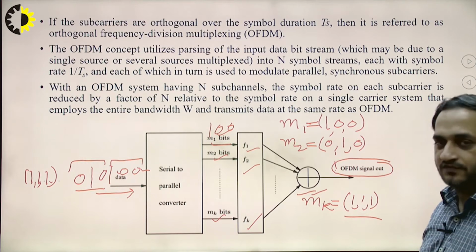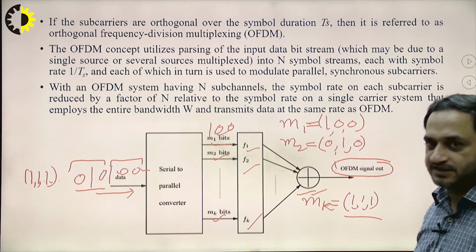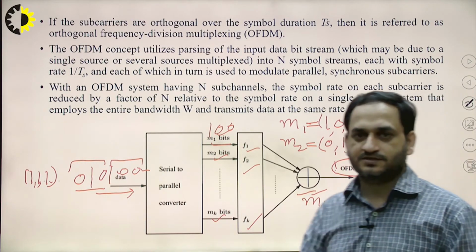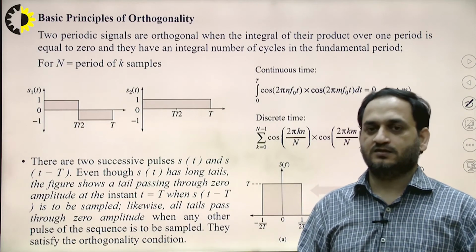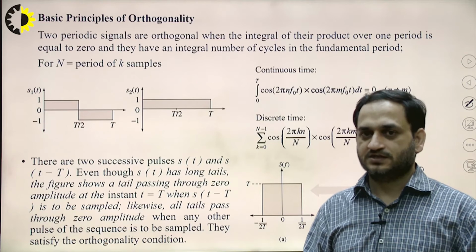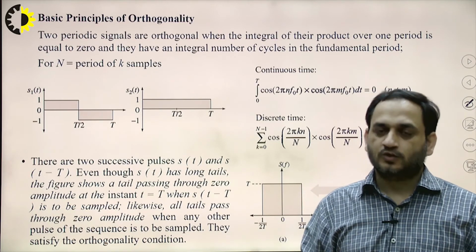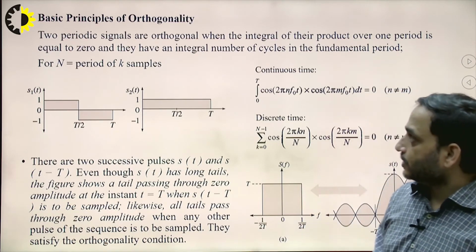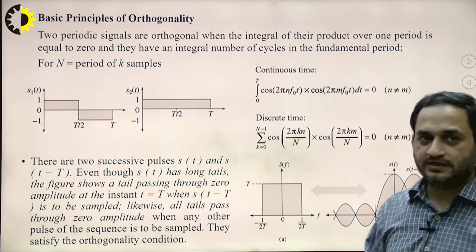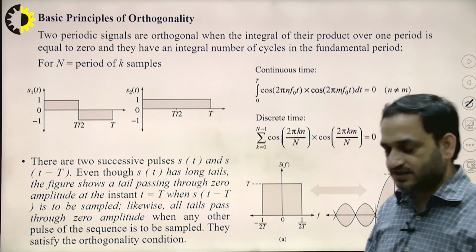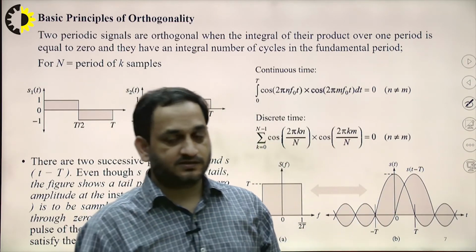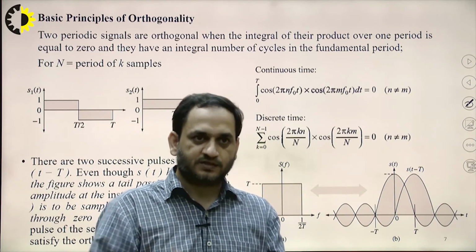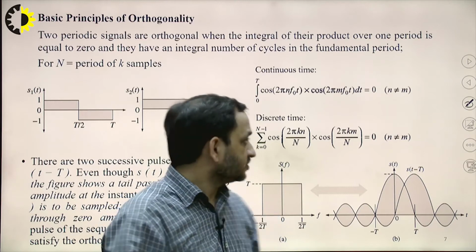So in this way the first OFDM symbol can be generated in the multi-carrier systems. Another property of the multi-carrier OFDM system is orthogonality. The basic principle of orthogonality is that two periodic signals are orthogonal when the product over one period of time is 0. So we can see it here.